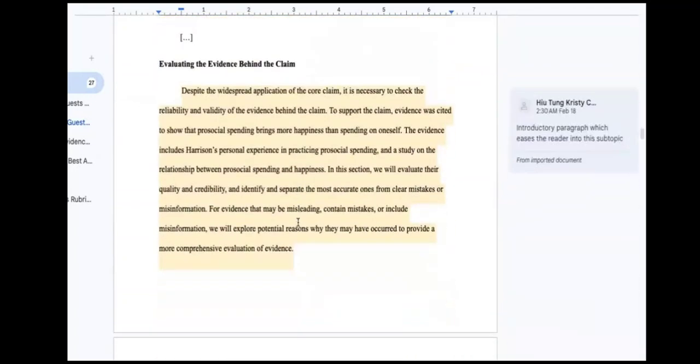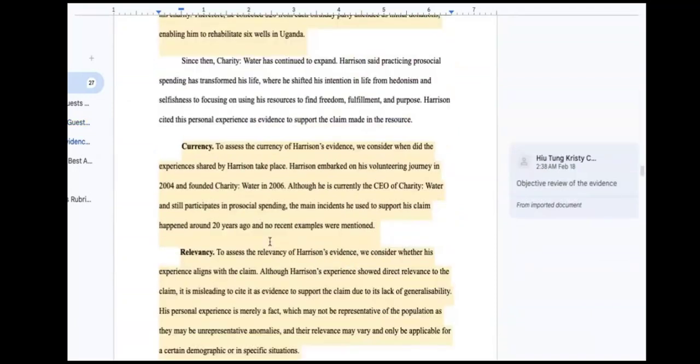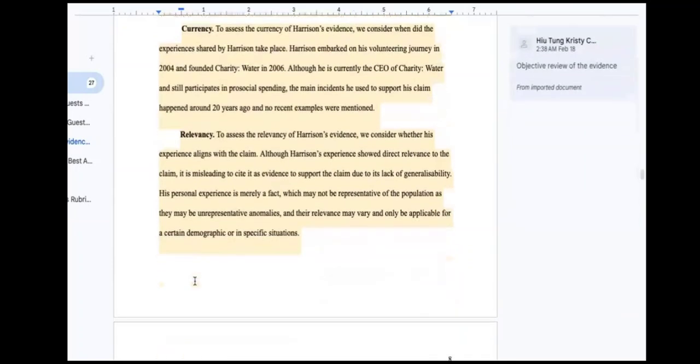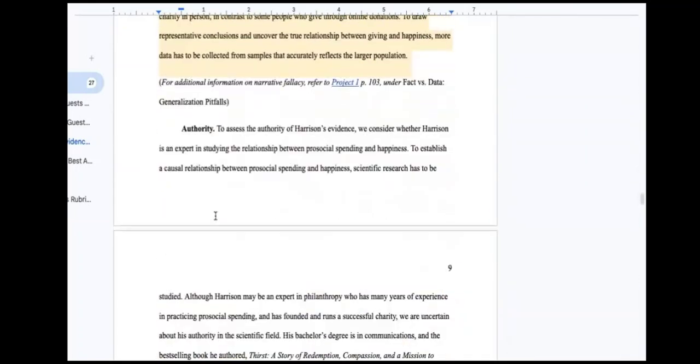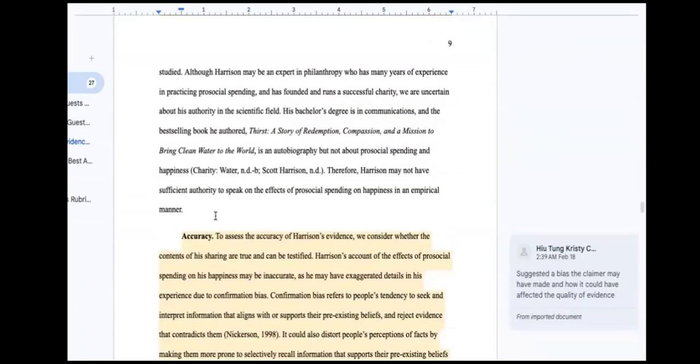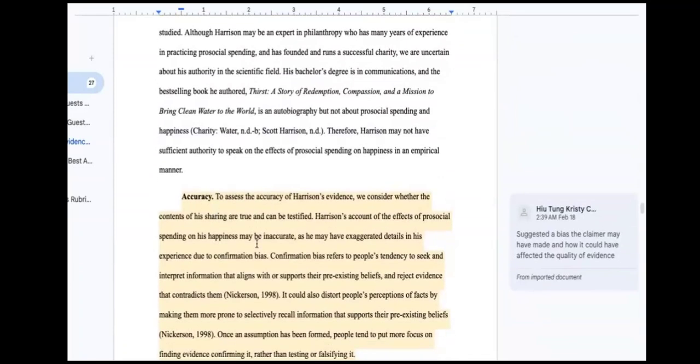And then, as you'll see, the team also does a really great job of signposting. This team also does well in terms of providing an objective review of the evidence from a couple of different perspectives. So you'll see here currency, relevancy. These are really great in terms of helping provide very clear signposts for the teaching staff and really anyone who's going to read your document on each of these subclaims.